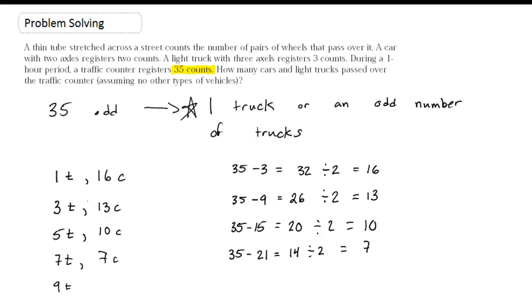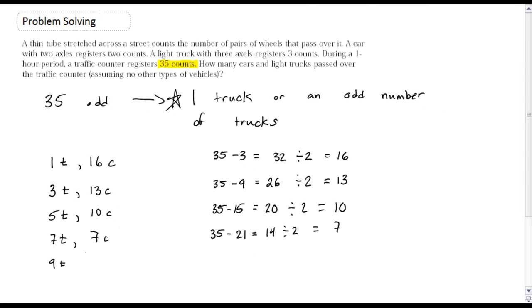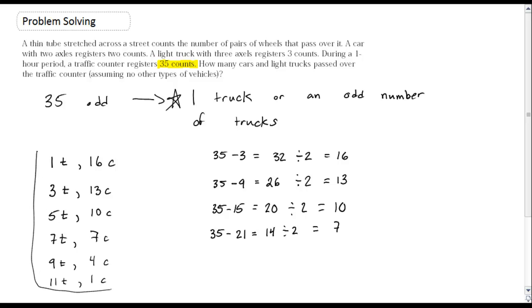Now a lot of you probably see the pattern. 9 trucks. The number of trucks goes up 2 every time, and the number of cars goes down 3 every time, right? So from 7 cars, now down to 4 cars, minus 3. 11 trucks, down to 1 car. So there's all your possible solutions.